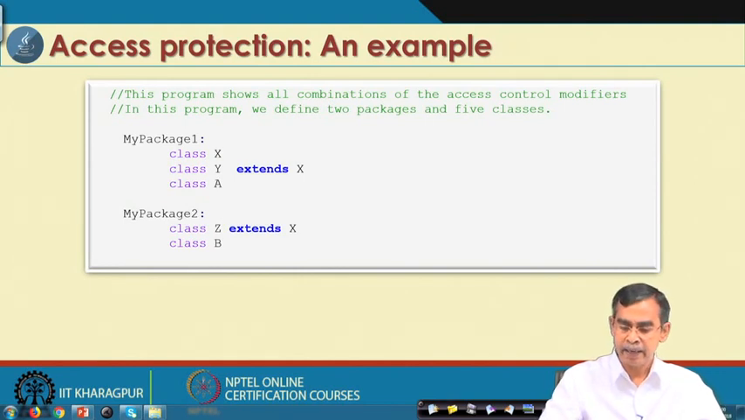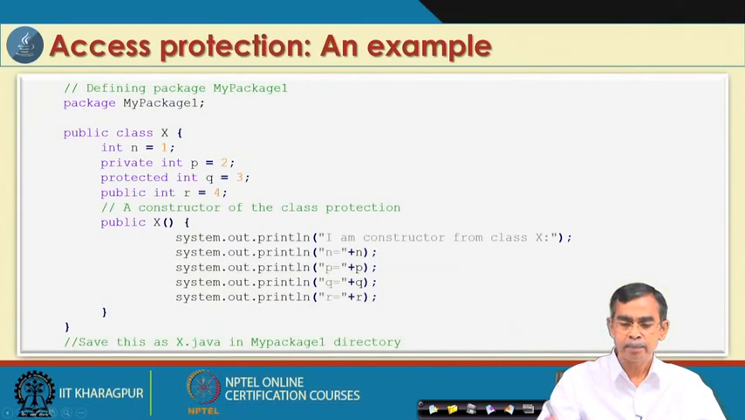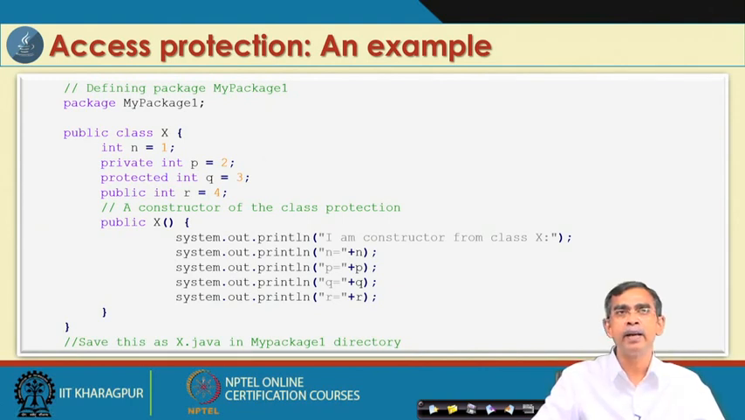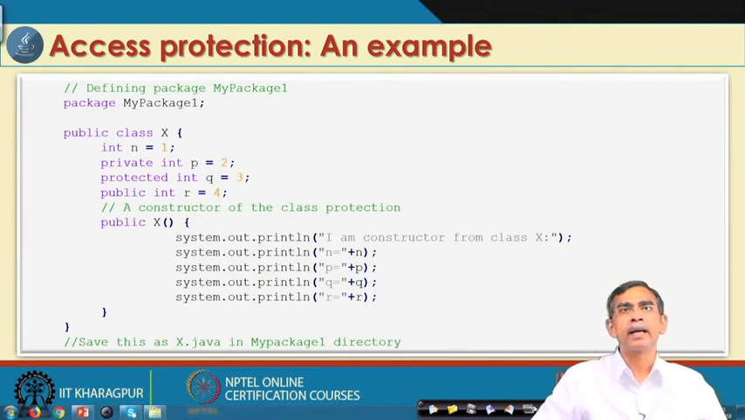Let us first have the idea about the first class X, which belongs to package 1. We are creating the class X belonging to the package mypackage1. Here just note it, the class X contains 4 members including its own constructor, and class X is public, as I told you it should be declared as public.